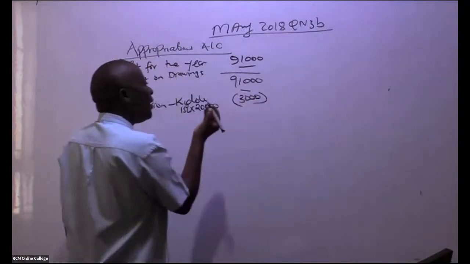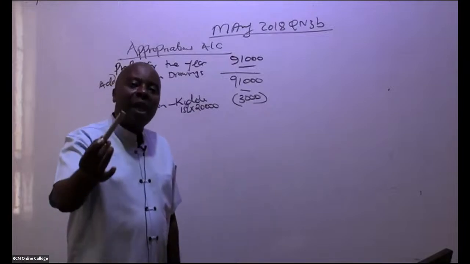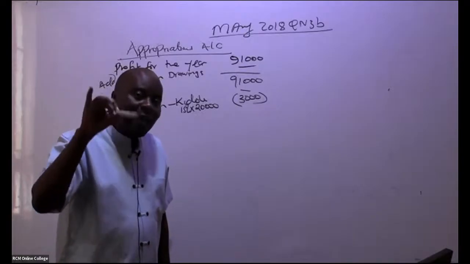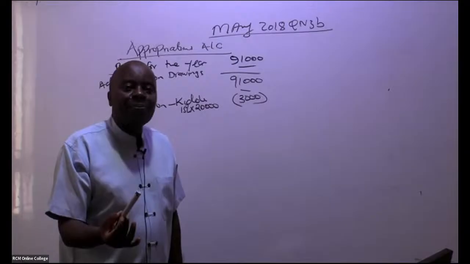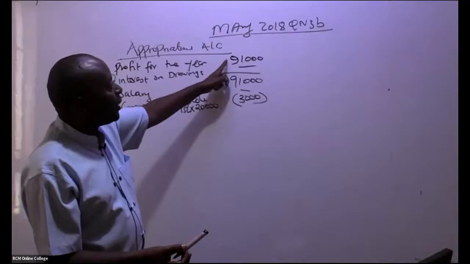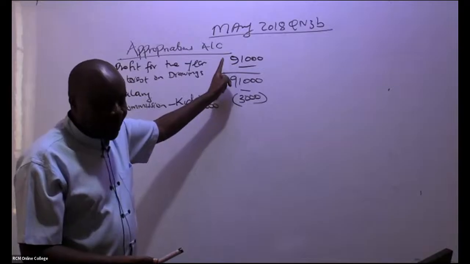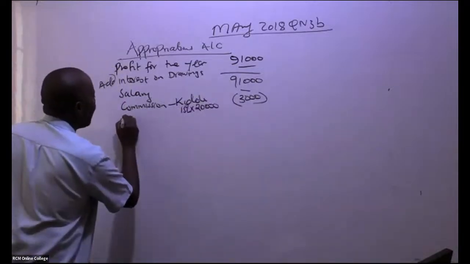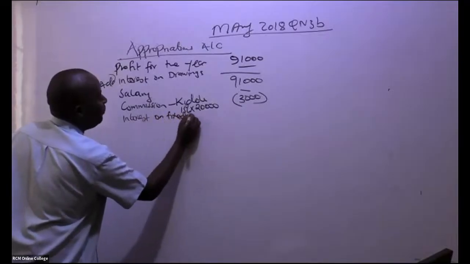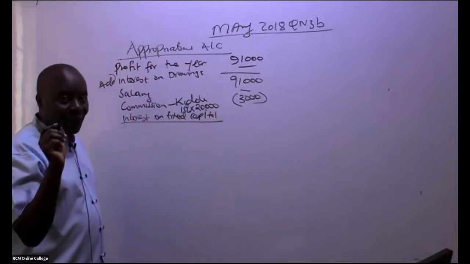3,000. From there, these people have given us capital, which will enable us to run this partnership into the future. What we call the fixed capital, what they can't withdraw. We must pay them interest. So that interest will be an appropriation. It will be a distribution of the profit. So come here and give us, ladies and gentlemen, the interest on fixed capital. Interest on fixed capital, of course, everybody has a fixed capital there.